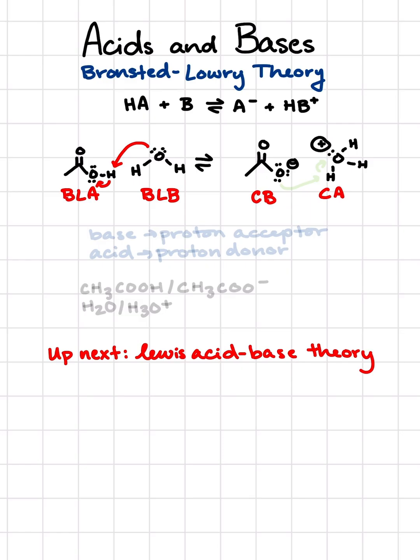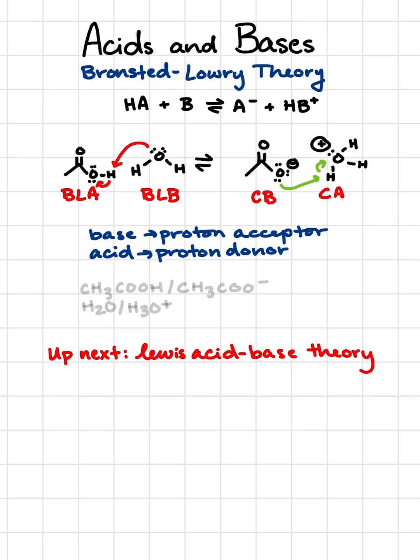Now, if you're having a hard time identifying the conjugate base and the conjugate acid, I recommend just looking at the right side of the equation and asking yourself what would happen if this equation went in the reverse. And as we know, our base is going to be our proton acceptor, so in this case our acetate ion, and our conjugate acid is going to be our proton donor, or in this case, our hydronium ion.